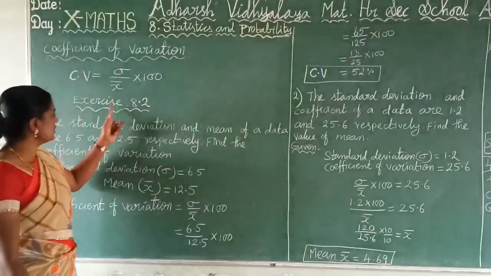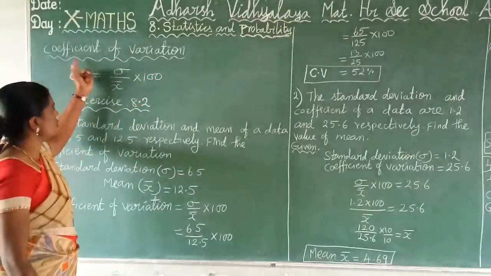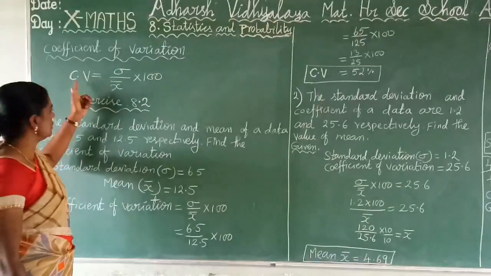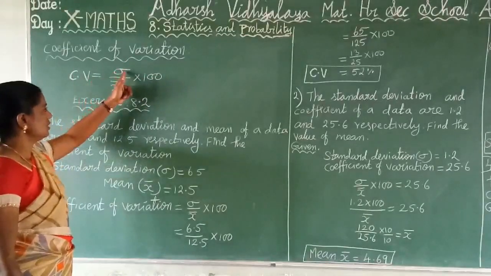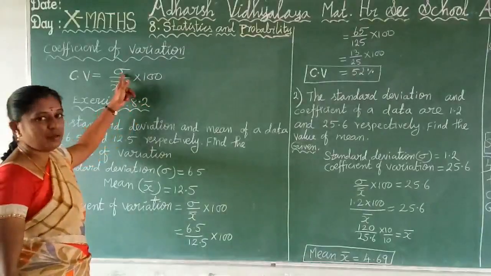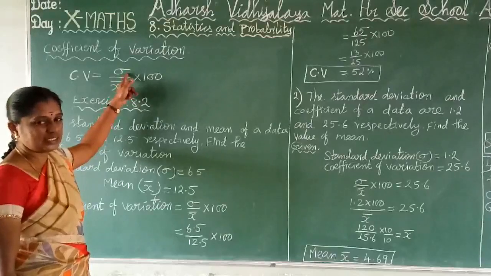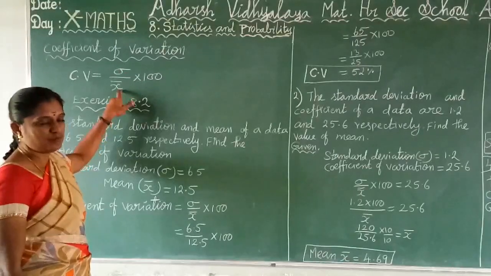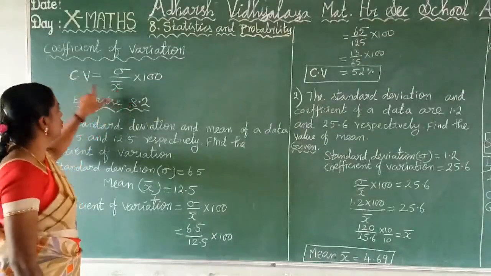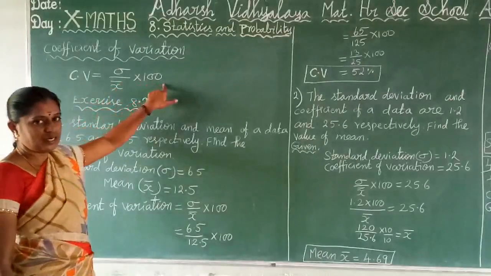In this exercise, we discuss the coefficient of variation. This coefficient of variation can be written in short form as CV. The coefficient of variation is equal to sigma by x bar into 100. Here sigma means standard deviation, already discussed in the last exercise. X bar is the mean. These two symbols we discussed in the last exercise. So the coefficient of variation is equal to sigma by x bar into 100.